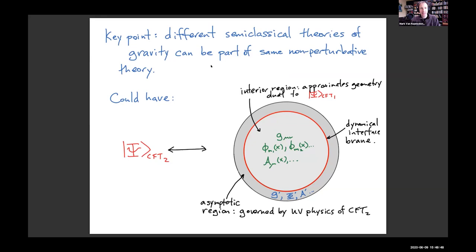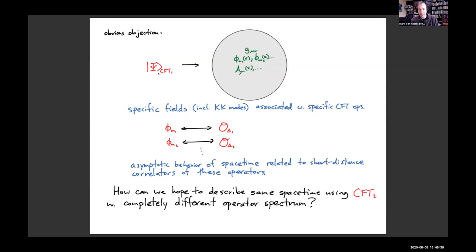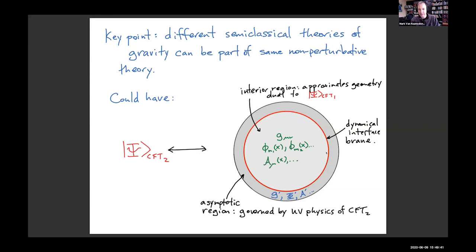So at first, what I'm suggesting sounds implausible, but one key point to keep in mind is that different semi-classical theories of gravity, so different low energy descriptions, can be part of the same non-perturbative theory. So even though CFT2 might have a set of light operators that correspond to a different set of fields than the ones we started with, we could have this picture where some state of CFT2 has an asymptotic region which has fields associated with the light operators of CFT2, but then there's some interior region which is actually described by the semi-classical theory associated with CFT1. And in between these two regions, we could imagine there's some dynamical interface brane, which is part of some larger non-perturbative theory that includes both of these semi-classical theories as possible low energy descriptions.